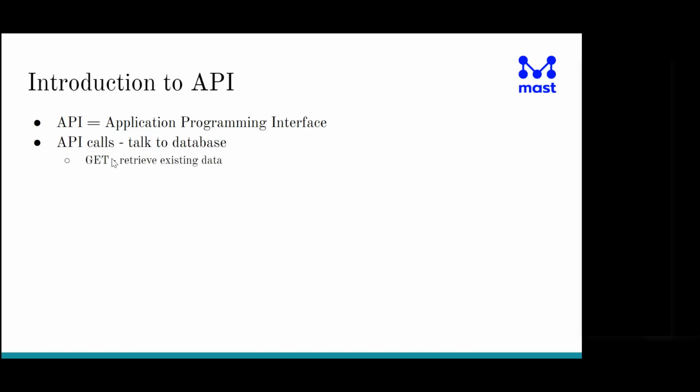So you've got a few different types of calls. You've got get, which is for retrieving existing data. You've got post to insert new data, put to update existing data, and delete. So these are standard functions within any API.